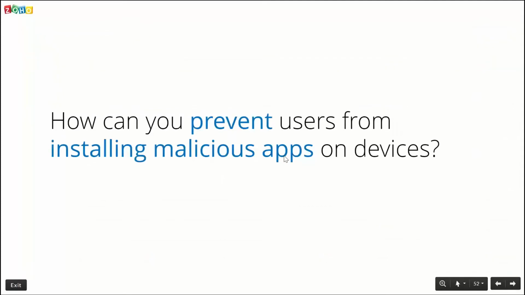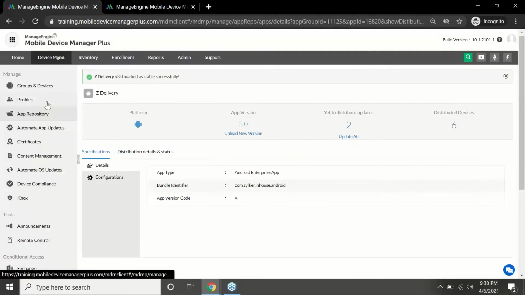So far, we have seen how you can add, distribute, and even update applications on your devices. But what if there are certain applications that you do not want your users to install? These apps could be ones that you consider malicious or you think might hinder productivity in your work environment. So you can prevent users from installing such apps by creating a profile for it.